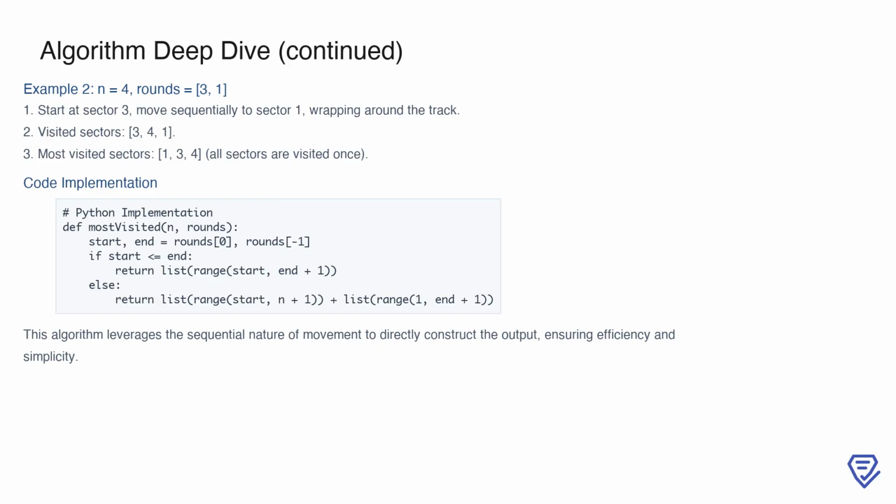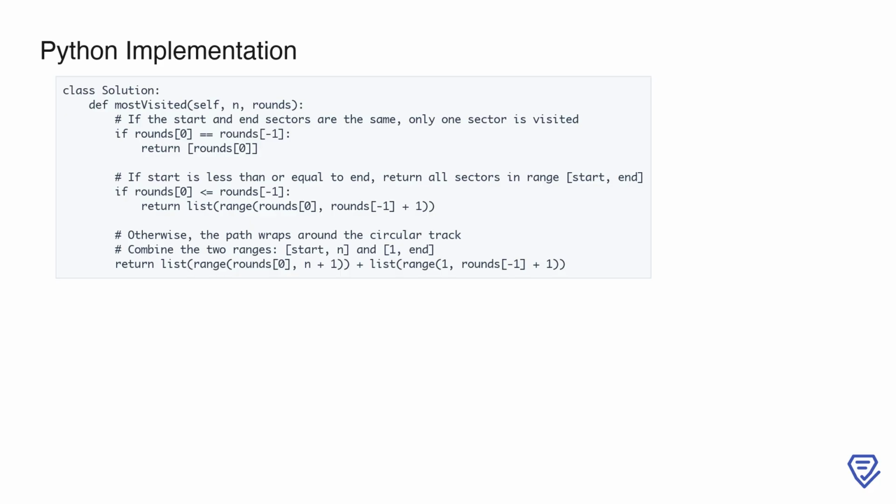By leveraging the sequential movement of the player, we directly construct the list of visited sectors. If the start sector is less than or equal to the end sector, we use the range function to generate the list. Otherwise, we handle the circular wrap by combining two ranges, one from the start sector to n and the other from 1 to the end sector. This ensures that the algorithm is both simple and efficient, effectively solving the problem in linear time while maintaining clarity in the code. This Python implementation efficiently solves the problem of finding the most visited sectors in a circular track.